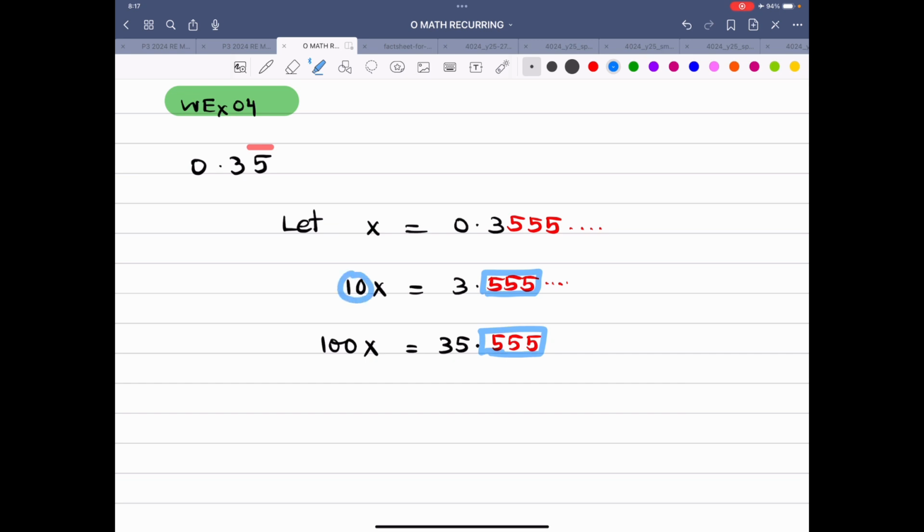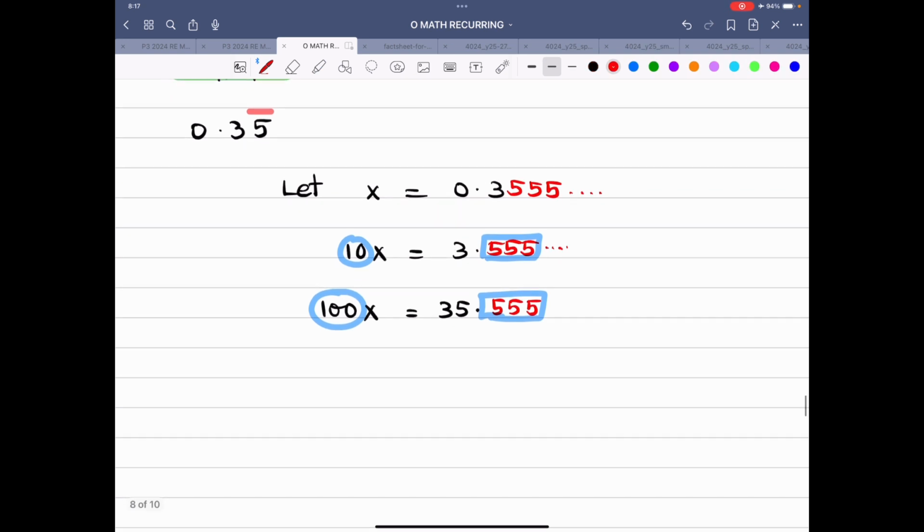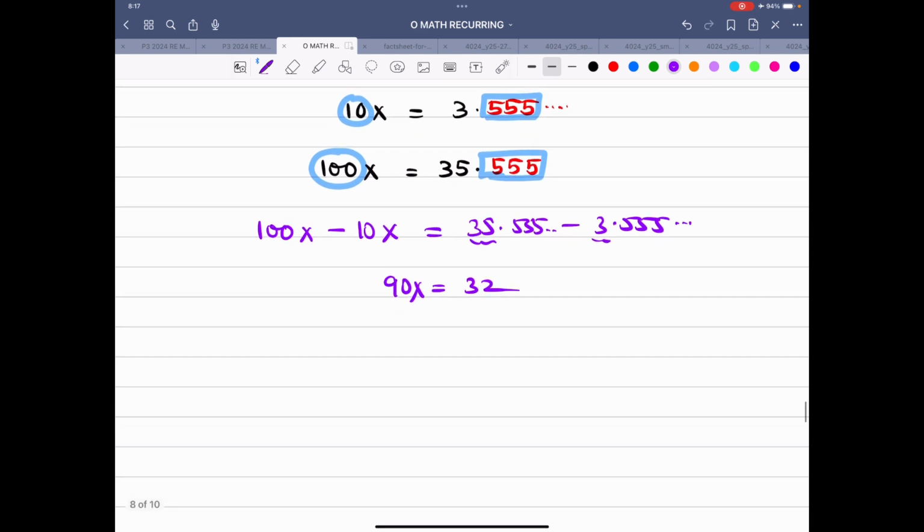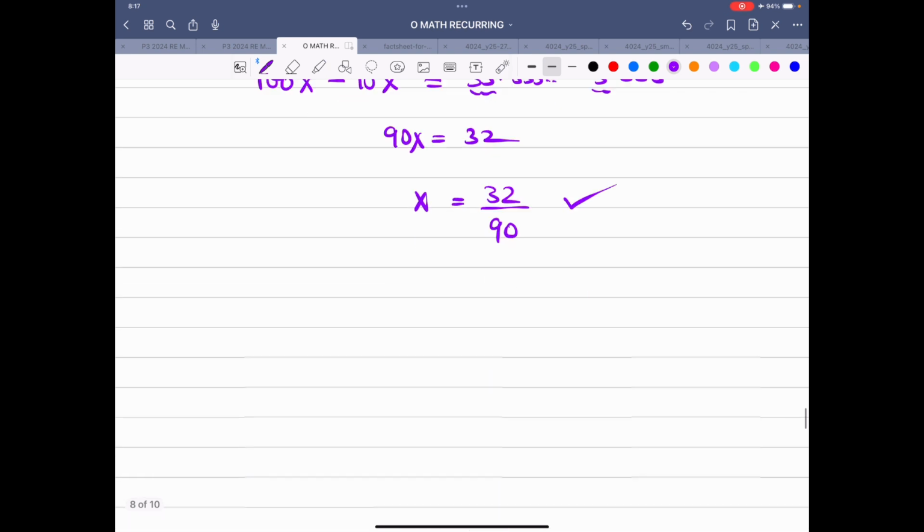That means this time I'm dealing with 10x and 100x. So let's subtract these two. When I do the subtraction, this is 100x minus 10x, which equals 35.555 minus 3.555 and so on. So this 35 and this 3 subtract, which gives us 32. 100 minus 10 is 90. So 90x is 32. Therefore, x is 32 over 90. That is how this question is done and dusted.